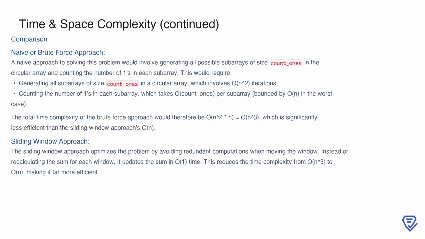When comparing the sliding window approach to a naive or brute force method, the efficiency gains become clear. A brute force solution would involve generating all possible subarrays of size count_1's in a circular array. This process takes O(n squared) iterations, and counting the number of 1's in each subarray would add another O(n) in the worst case, resulting in a total time complexity of O(n cubed). In contrast, the sliding window method avoids recalculating the sum for each window by reusing calculations from the previous window. This optimization reduces the time complexity to O(n), making it far more efficient than the brute force approach.